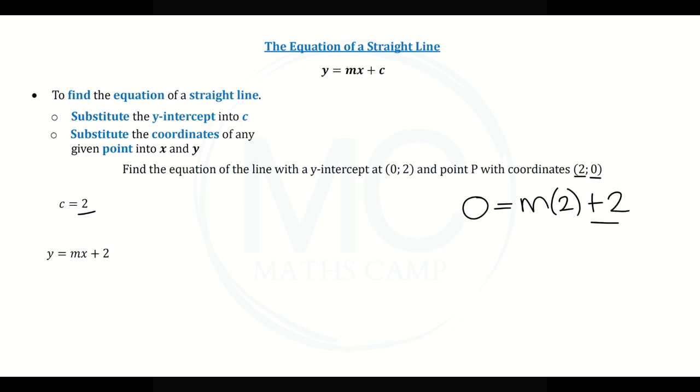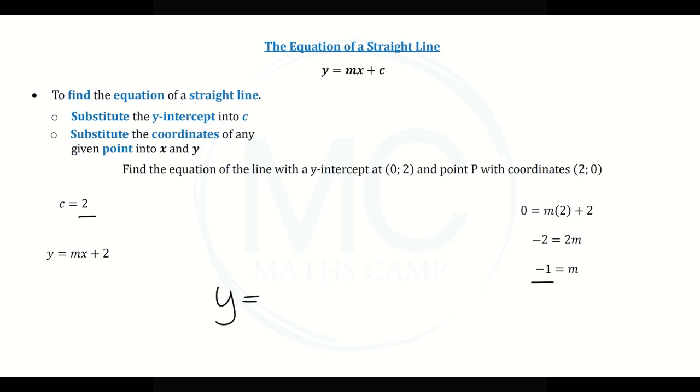Let's move this 2 across. We get negative 2 is equal to 2m. To get m by itself, let's divide both sides by 2, and we see that negative 1 is equal to m. Now we have an m value of negative 1 and a c value of 2. So we can write this equation as y is equal to negative 1x, which is simply negative x, plus c, which is 2.